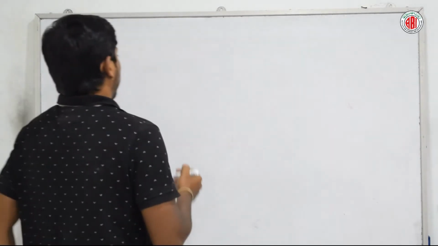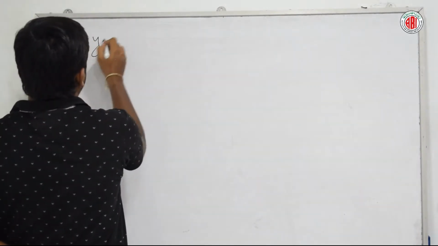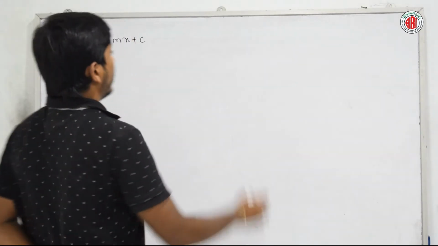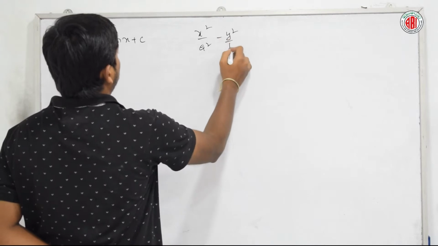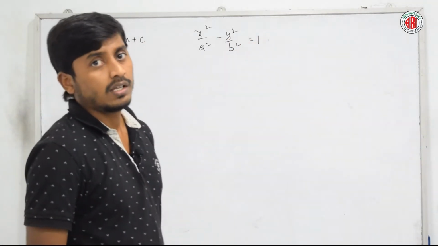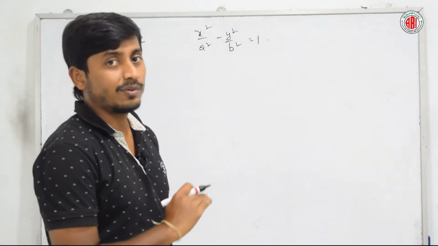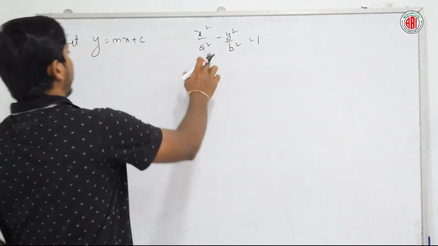As we discussed before, let us assume y equal to mx plus c as a tangent to the hyperbola x square by a square minus y square by b square is equal to 1, right? So we'll equate it and find the condition that this equation is a tangent to this hyperbola. How did we do?